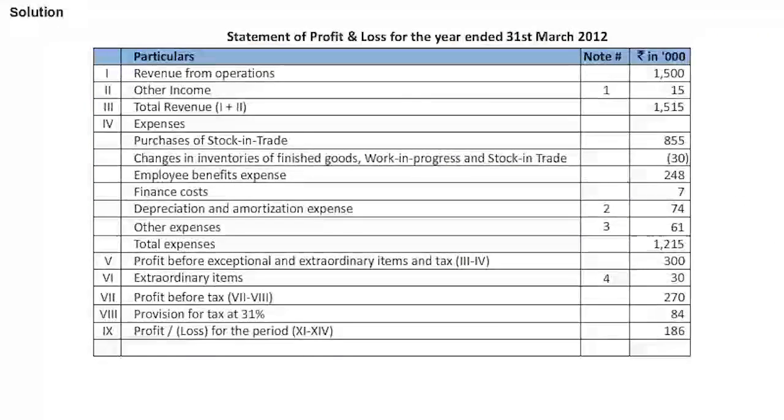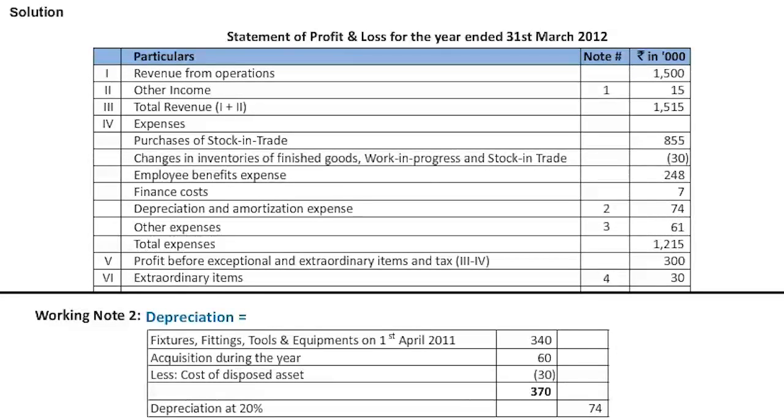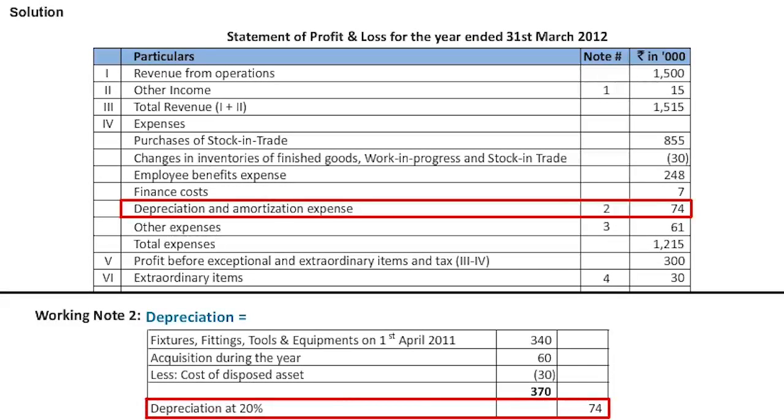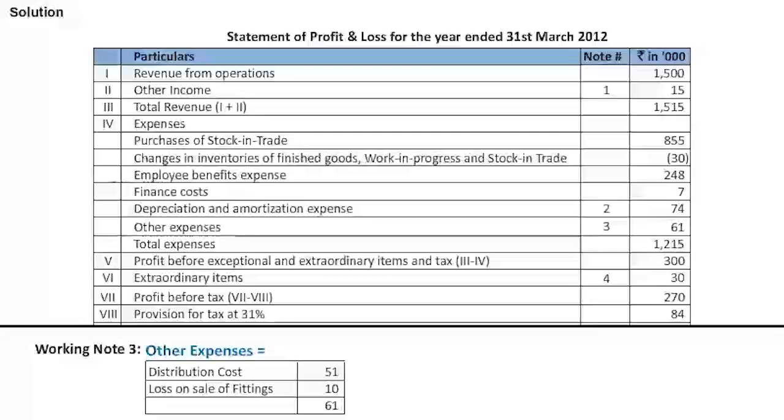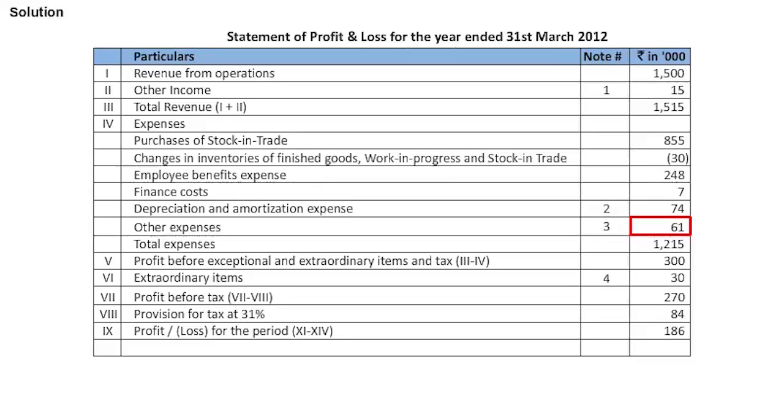So let us close the statement of profit and loss. This is something we have already seen. Now second, depreciation amount, note 2, 74, we have already seen that. And then other expenses, note number 3, we have already seen both. So 61. Okay, so total expenses done. Profit 1,515 minus 1,215, so 300 rupees. Factory closure cost we have already seen, extraordinary items. So your profit before tax is now 270.